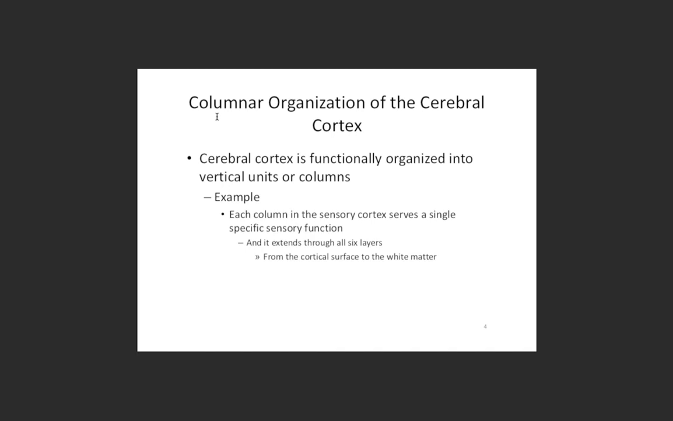Now going to columnar organization of the cerebral cortex. What are the columns? Didn't we say that I have 6 layers? Those 6 layers will form columns. And be aware of the word functionally. So the cerebral cortex is functionally organized into vertical units or columns. When I say functionally organized, we need to know that I'm talking about the vertical columns in the longitudinal direction, okay? For example, each column in the sensory cortex serves a single specific sensory function.